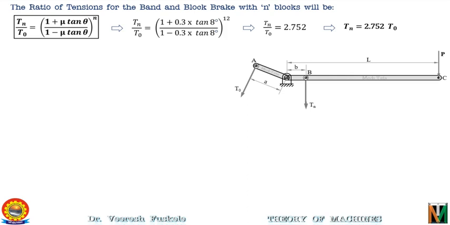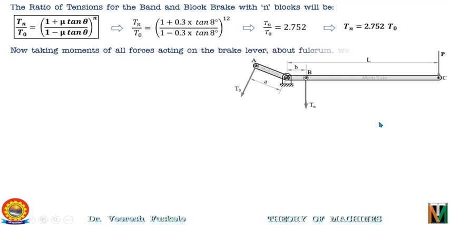Now, taking moments about the fulcrum. Again, the tension T0 will be rotating the lever in the anti-clockwise direction, so it will have a positive moment, and the magnitude will be T0 into the distance A from the fulcrum. Further, the force P will be rotating the lever in the clockwise direction, so the moment will be negative and the magnitude will be P into the distance L from the fulcrum. Similarly, Tn will also be rotating the lever in the clockwise direction, so again the moment of the Tn will be negative and the magnitude will be Tn into the distance B.